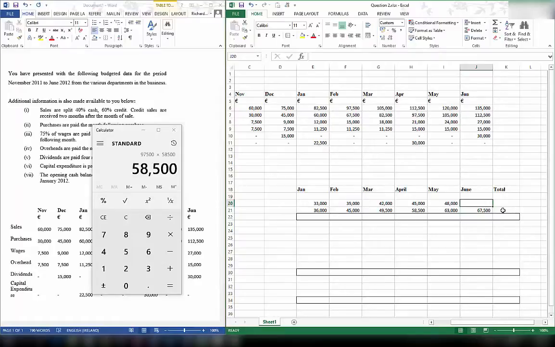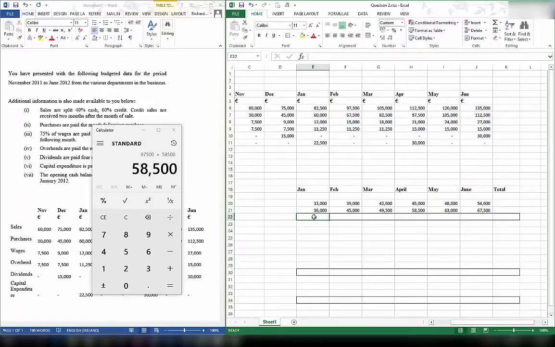So for June, we want our cash sales again. Our cash sales for June are 54,000. So of 135,000, 40% were cash sales. And again, for June, our credit sales, well, we don't need them right now. We're only looking for January to June. So that's how we've calculated our receipts.